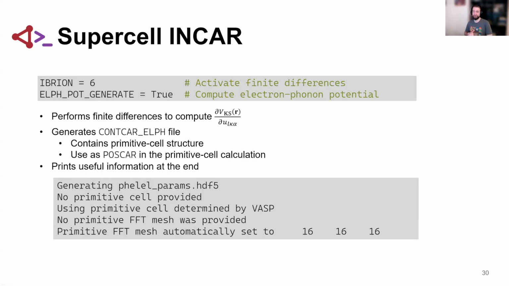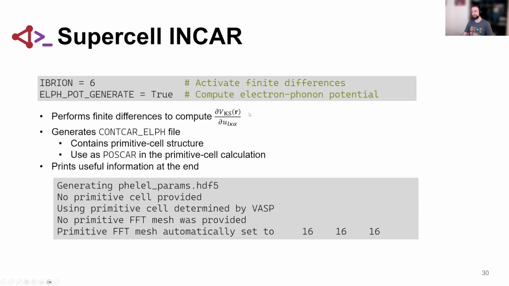All right, for a practical example of an INCAR file, how do you do these calculations? The first step is the supercell calculation, and here it's really just two tags you have to set at minimum, and that is finite differences. So once again, we have something that we run with IBRION equals 6, and we want to compute the electron-phonon potential, which you get by doing ELPOT_GENERATE equals true. And that performs finite differences to compute this change of the potential. It writes it to the HDF5 file, it is ELPOT_PARAMS here.